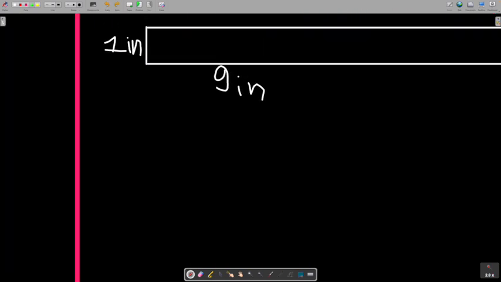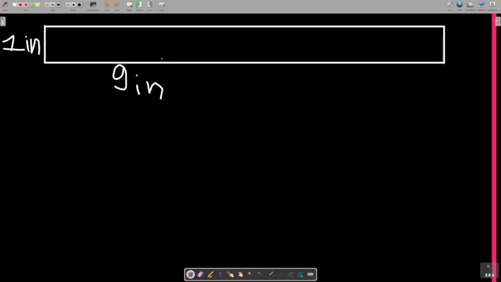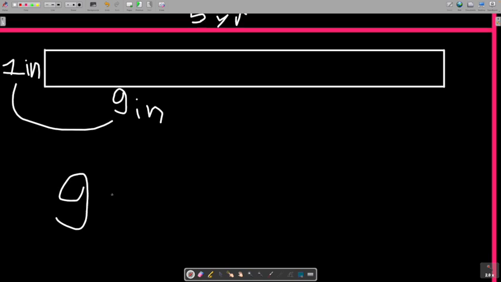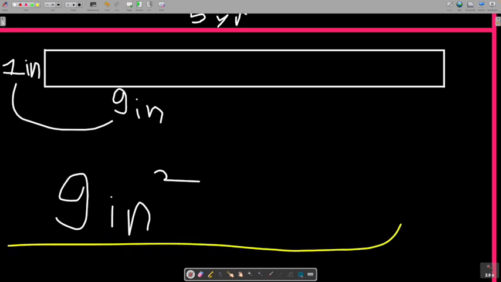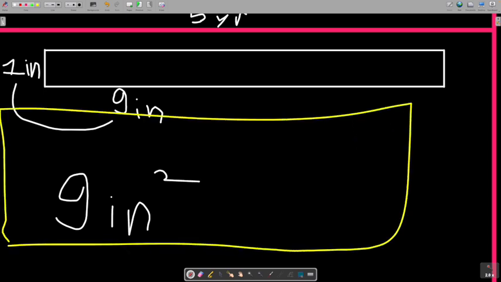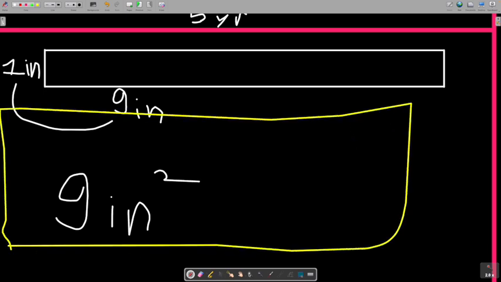Next, we have 1 inch times 9 inch. 1 times 9 is just 9. If you multiply anything by 1, it's just the same thing. And then inch squared. So 9 inch squared is the area. So that's it for the square.